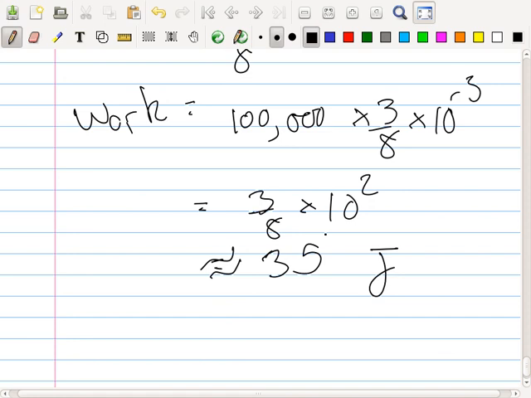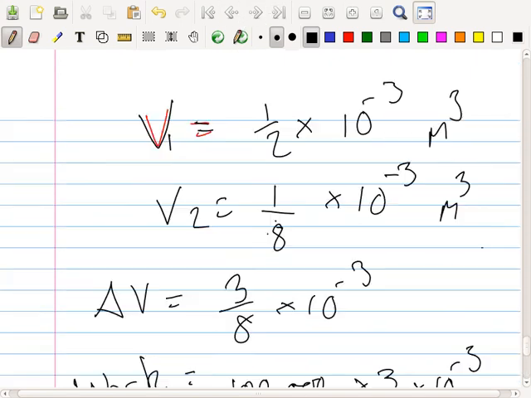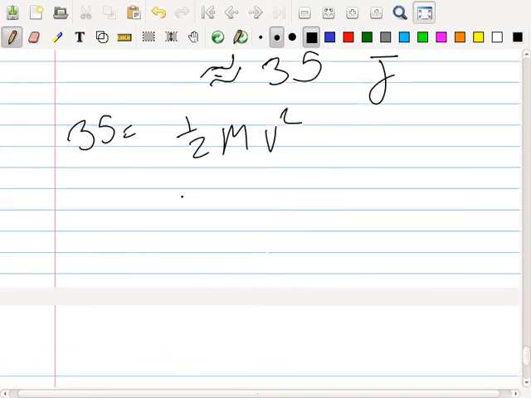Now, if I squeeze this, I do work. But then what happens? This shoots off. So the energy here goes into the lid. So let's calculate how fast it goes. So 35 equals a half mv squared. So 70 over m, square root, equals v.